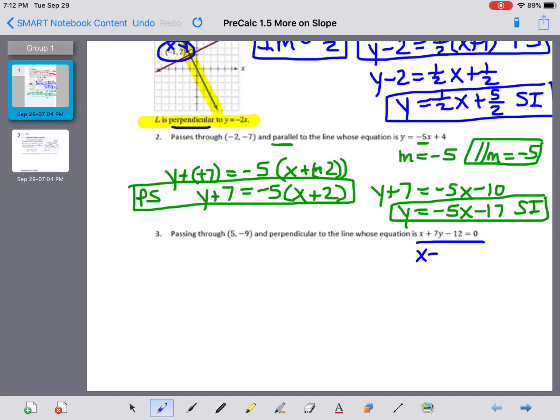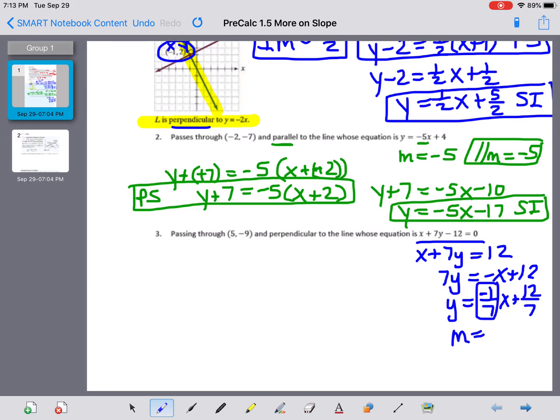Move that 12 to the right by adding it. Subtract x to the other side. Divide by 7. Now be careful when you divide by 7. This is actually like a negative 1 divided by my 7 and 12 divided by 7. To be honest, all I care about is this right here. I want this slope of negative 1/7.